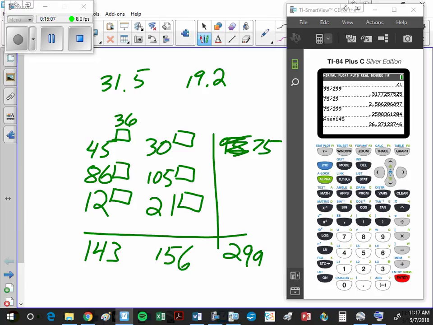And then I need to do 86 plus 105. Oh my goodness. So 191. I'm struggling today. Divided by 299. What do I do with that number? Multiply it by 143.